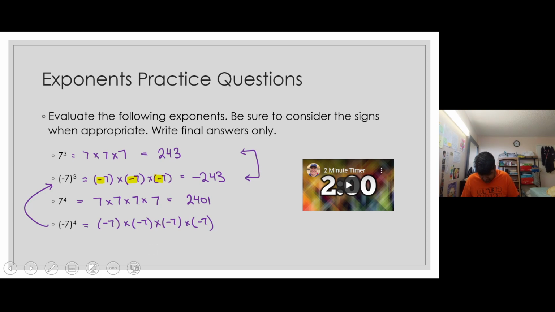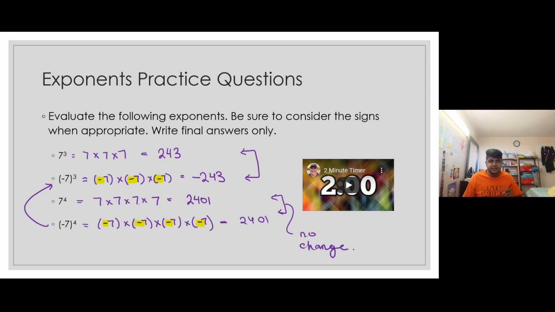And again, we look at all the negatives. In this case, we're going to have 4 negatives here, here, here, and here. But a negative times a negative times a negative times a negative actually ends up just giving us a positive 2401. Right? So in this case, we had no change.